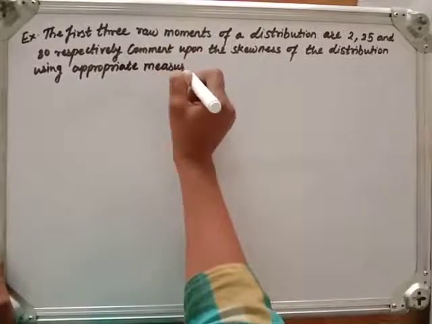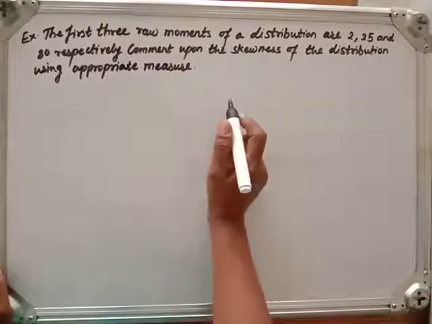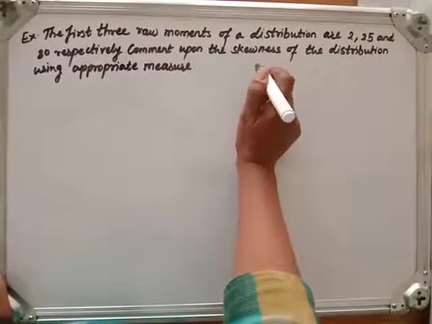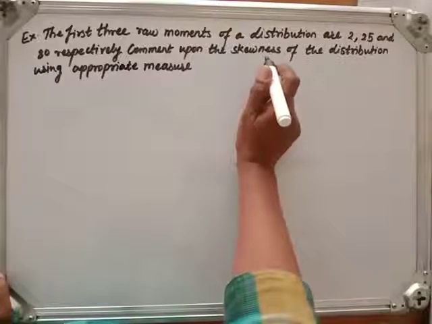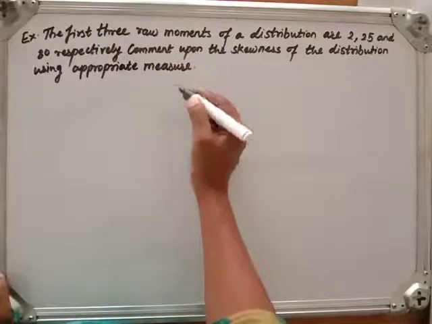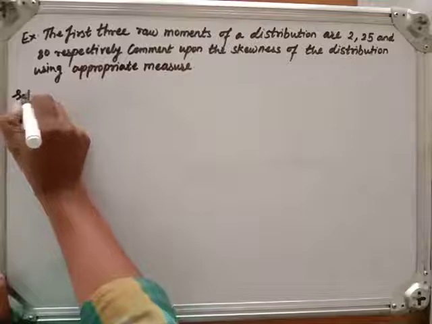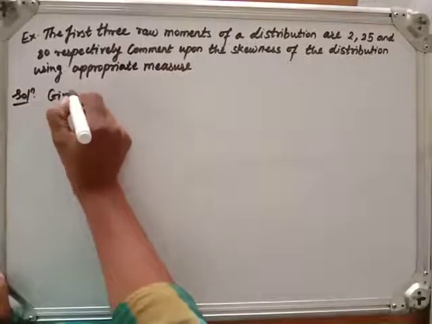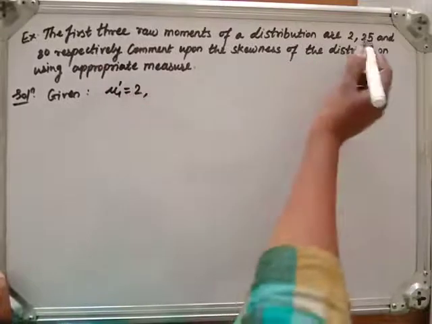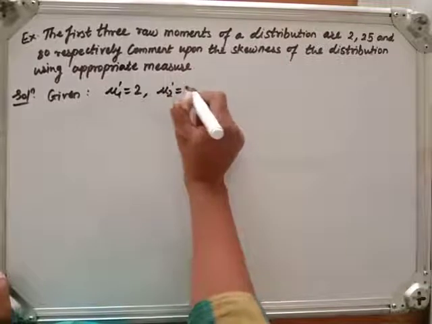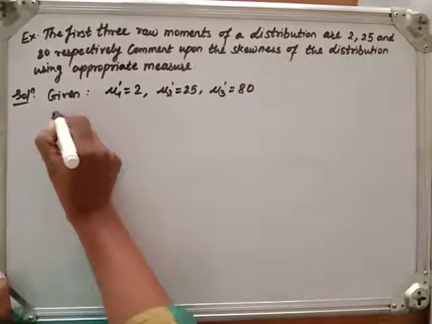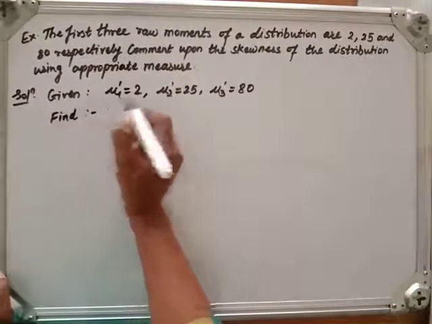Now here the raw moments are given to us, so to comment on skewness we need to find central moments, and using the Pearsonian coefficient of skewness we will decide how the distribution is about the skewness, right? So solution, here what is given to us? Given that first three raw moments: mu1 dash is 2, mu2 dash is 25, and mu3 dash is 80. Now what we have to find? We have to comment on skewness.